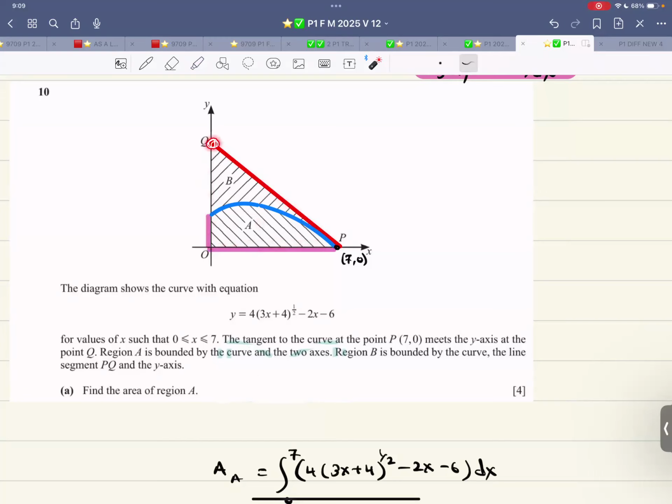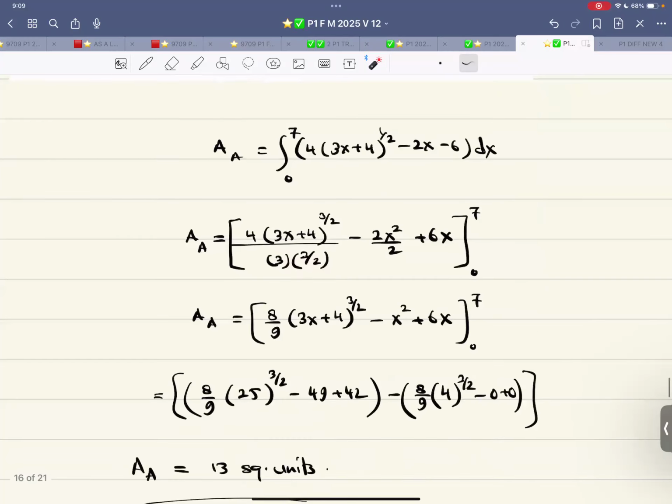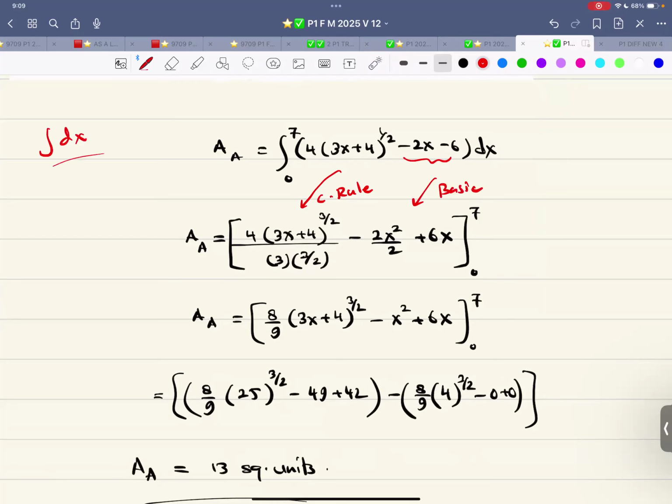In order to find the area of the triangle, I need the coordinates of Q. In order to find the coordinates of Q, I need either the equation of the tangent or the gradient of this tangent, which is PQ. Got the idea? That is the whole question. It's all about this. So now first thing, integration. This is an application of the chain rule. So this is chain rule over here. This is basic integration.